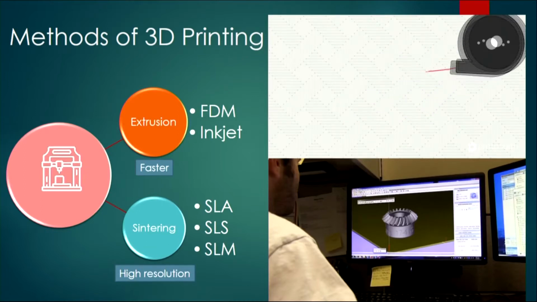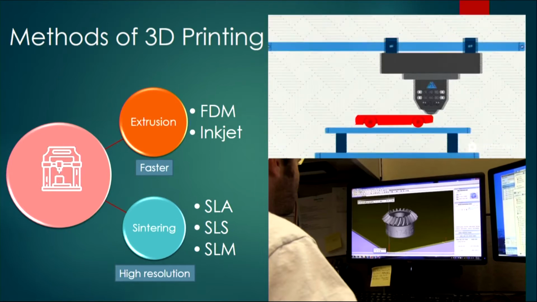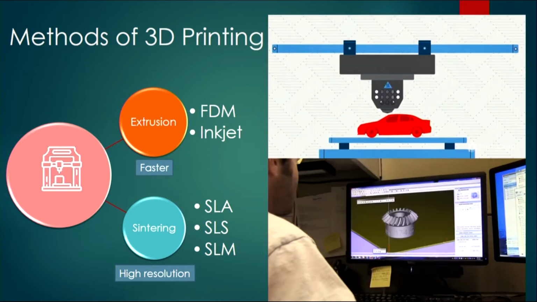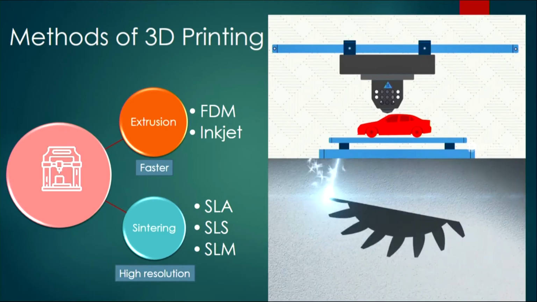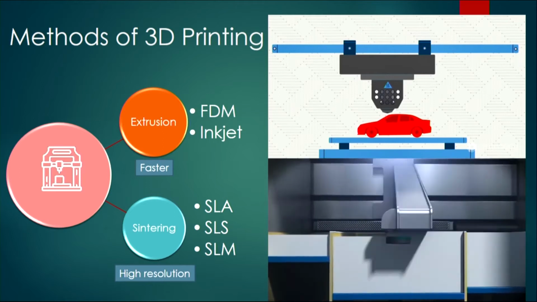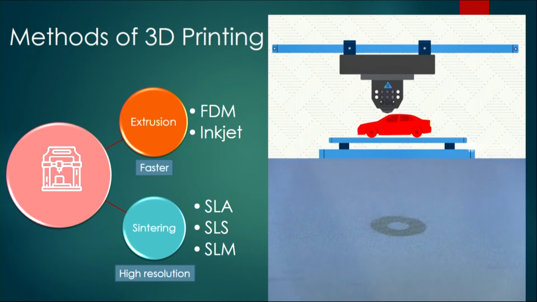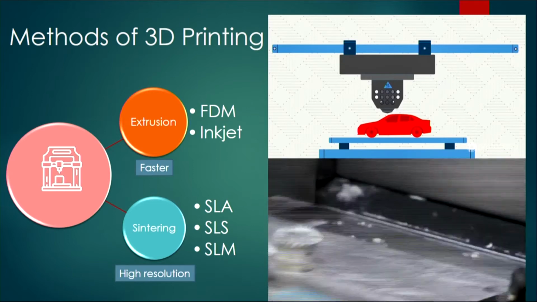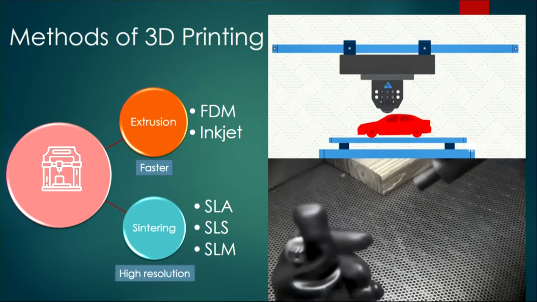There are two methods of 3D printing. One is called extrusion, where materials are printed using a heated nozzle. The other is called sintering, where you use laser light to harden fine layers of powder or liquid. Each layer is hardened above the other, getting the final product. Here you can see the laser used to make a product, and then it is processed.